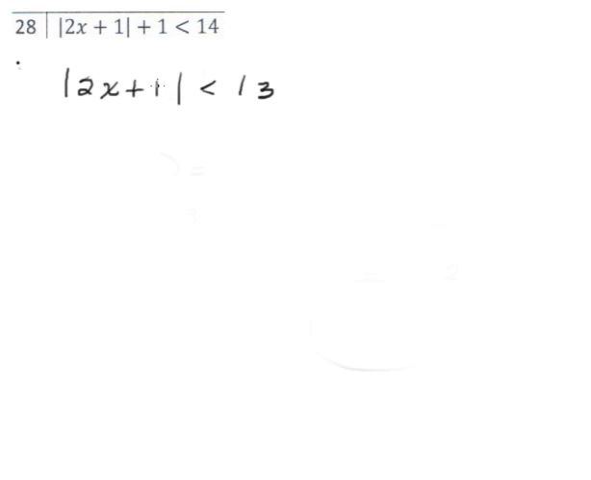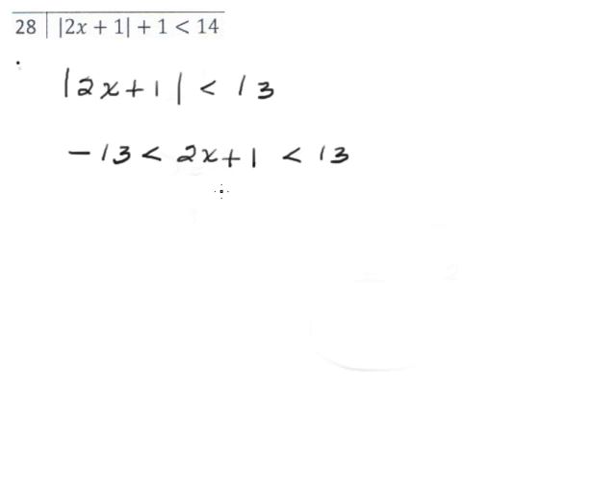Okay, so this is an absolute value less than a number. So that opens into the less than. The absolute value less than a number opens into a double inequality. So we put the expression in the absolute value in the middle of the double inequality. So we have 2x plus 1 is between 13 and minus 13. Okay, so that's what it means for the absolute value of something to be less than 13. That means it's between 13 and minus 13.